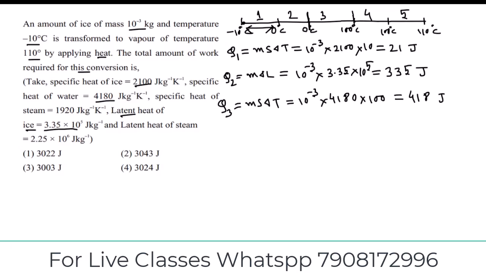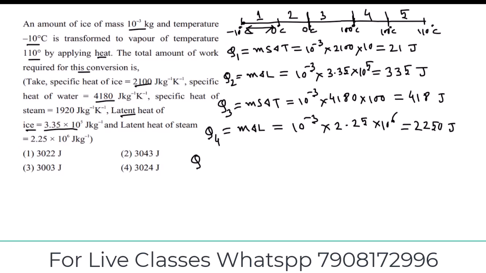Now it reaches a point at 100 degree centigrade water. If we again give heat, the water at 100 degree centigrade becomes vapor at 100 degree centigrade. So the state of the object changes, and here again we have to consider the latent heat of steam, that is m into delta L. So here mass is 10^-3 into latent heat, which is 2.25 into 10^6 joule per kg. 10^-3 into 10^6 is 10^3. So 2250 joule. So now it becomes vapor at 100 degrees centigrade.